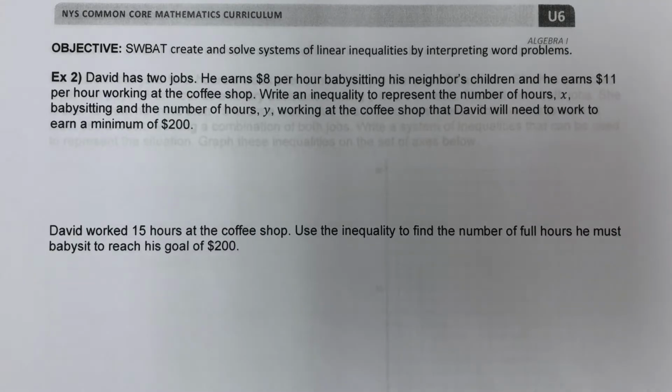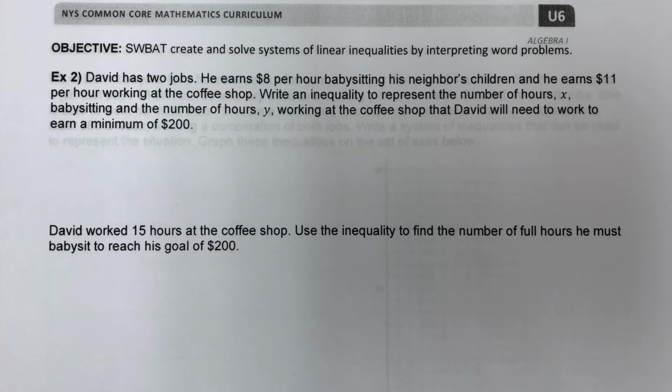All right, here's example 2. David has 2 jobs. He earns $8 per hour babysitting his neighbor's children, and he earns $11 per hour working at the coffee shop. Write an inequality to represent the number of hours, which would be X, for babysitting, and the number of hours, which would be Y, working at the coffee shop. All right, that David's gonna need to work to earn a minimum of $200.